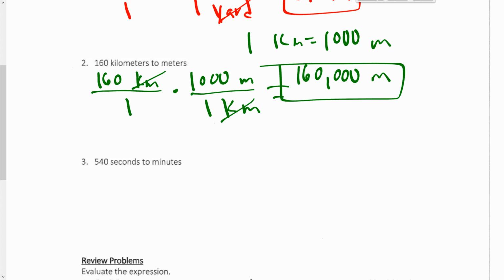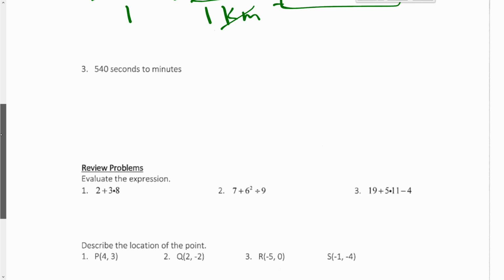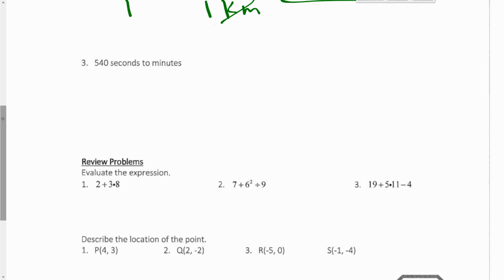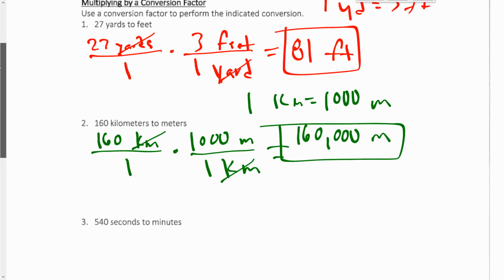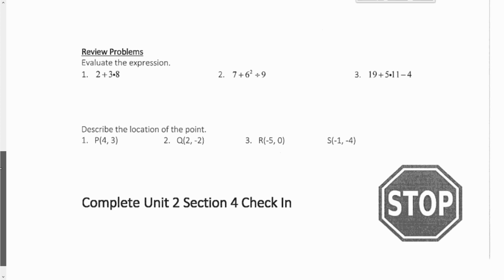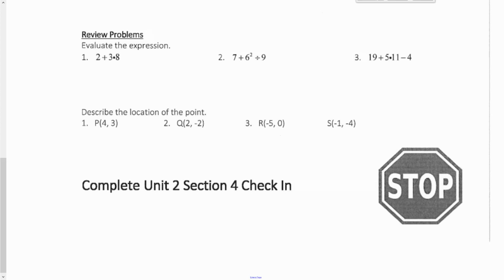All right, I'm going to leave the last one for you. You're turning seconds into minutes. Please use the model that I showed you on the 2 problems before and work it out that way. And then you also have some review problems that involve order of operations on the first 3, and then the coordinate plane on the last 4.